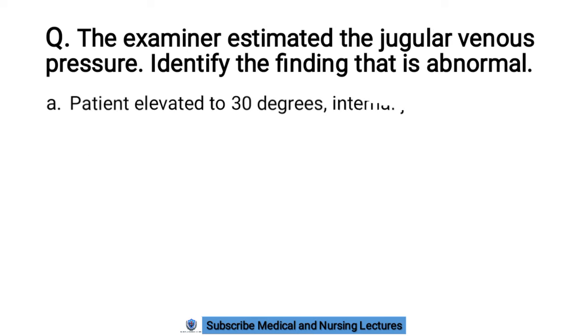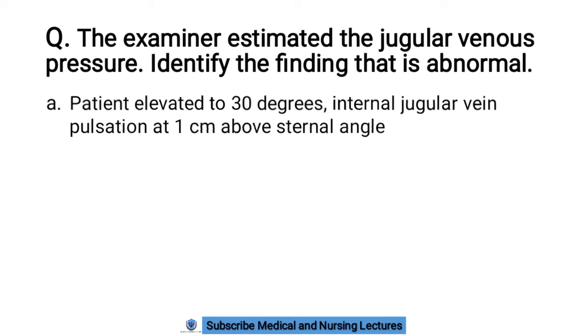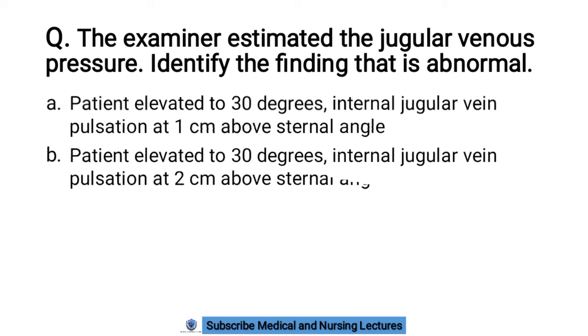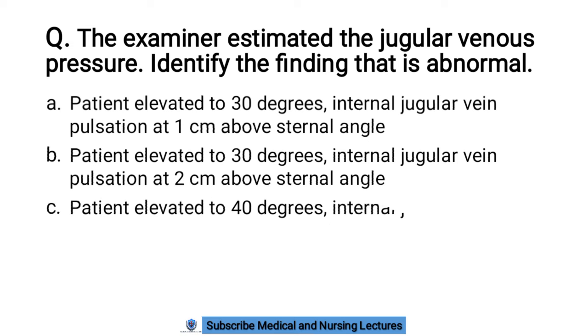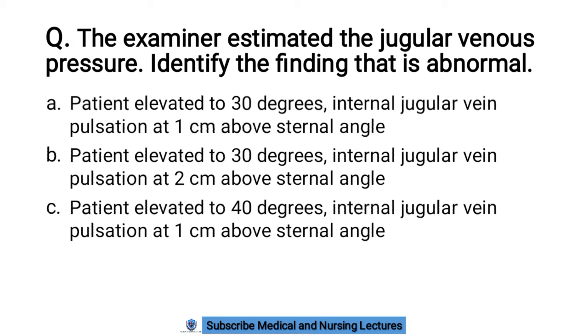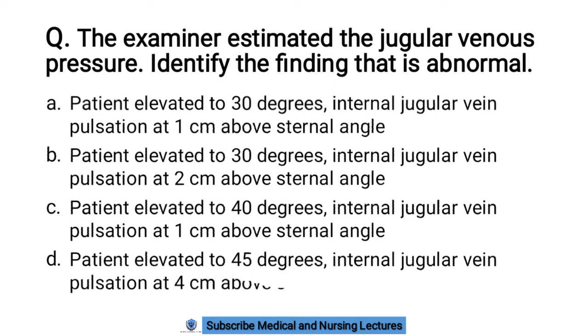The examiner estimated the jugular venous pressure. Identify the finding that is abnormal. Option A, patient elevated to 30 degrees, internal jugular vein pulsation at 1 centimeter above sternal angle. Option B, patient elevated to 30 degrees, pulsation at 2 centimeters above sternal angle. Option C, patient elevated to 40 degrees, pulsation at 1 centimeter above sternal angle. Option D, patient elevated to 45 degrees, pulsation at 4 centimeters above sternal angle. The correct option is option D.